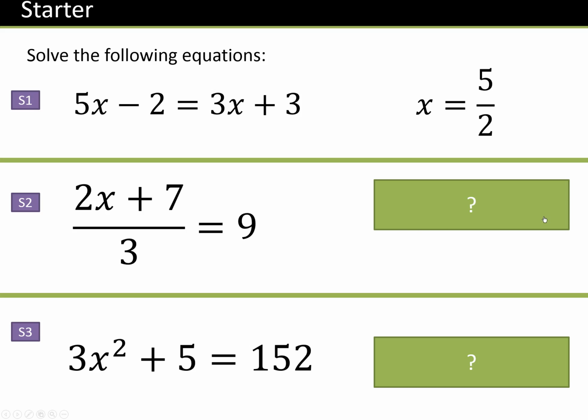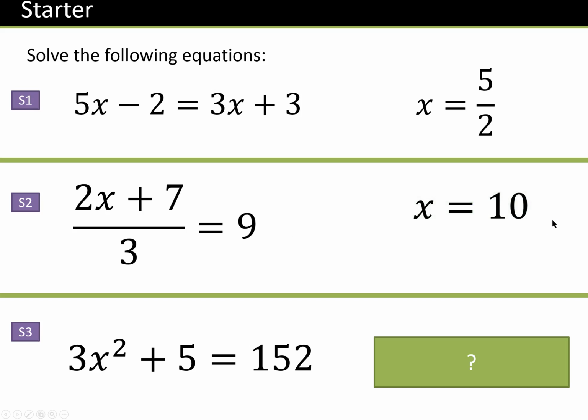Feel free to pause the video and try to solve it yourself. Just make sure you can do it. And again, pause the video if you want to give it a go yourself, and just make sure you know this. These are the skills you'll need in order to go ahead with the chapter today. And x is equal to 7.